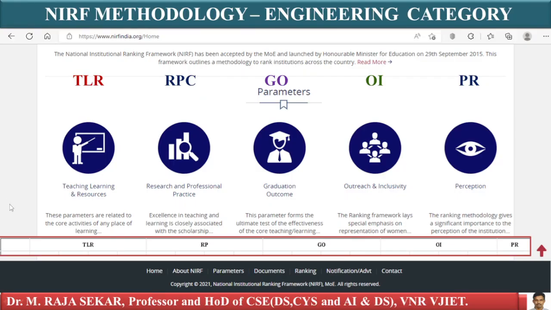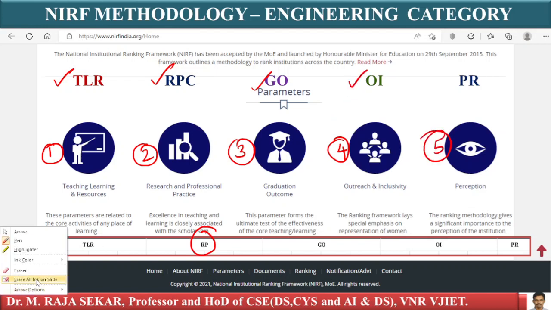Let's recall the NIRF parameters which we discussed in our previous lecture. The NIRF ranking is prepared based on these 5 parameters. First one is teaching, learning and resources, that is TLR. Second one is research and professional practice, that is RPC, which is also known as RP. Third one is graduation outcomes, GO. Fourth one is outreach and inclusivity, OI. Fifth one is perception, PR.